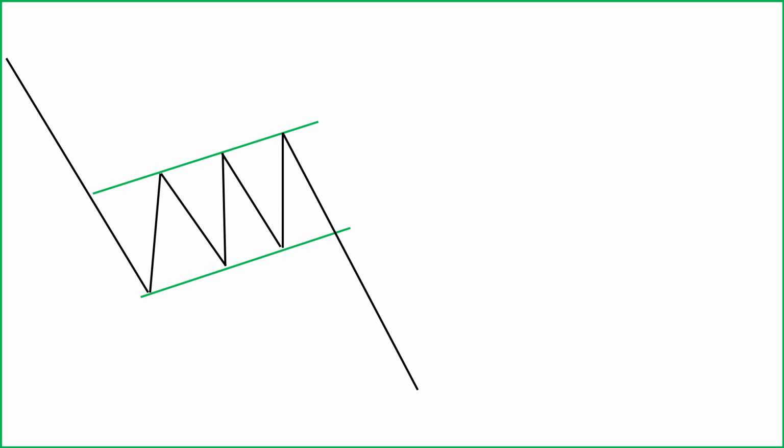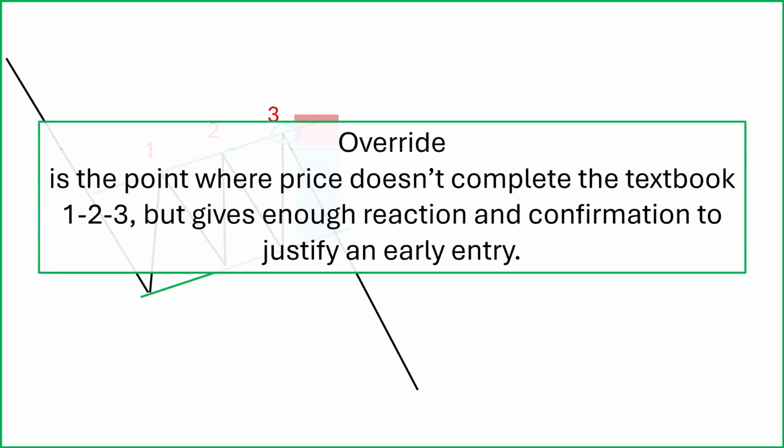Let's rewind for a second and think about a classic 1, 2, 3 entry model. Normally, you'd be waiting for price to tap that third touch of a trend line or structure to confirm your risk entry. But here's the thing. Sometimes the market doesn't give you that third touch. Instead, it rejects earlier, usually from a double top, a liquidity grab, or some sort of minor structure level that aligns with a bigger picture zone. And this is where the override comes in. The override is the point where price doesn't complete the textbook 1, 2, 3, but gives enough reaction and confirmation to justify an early entry.